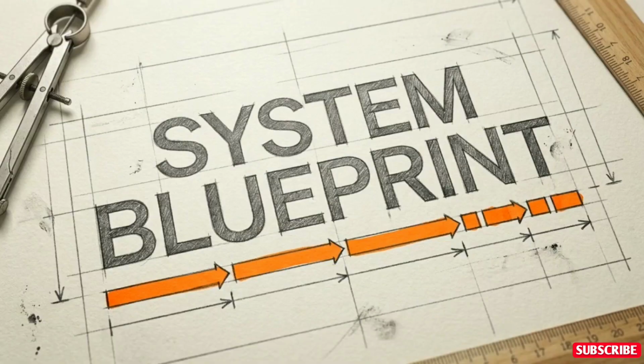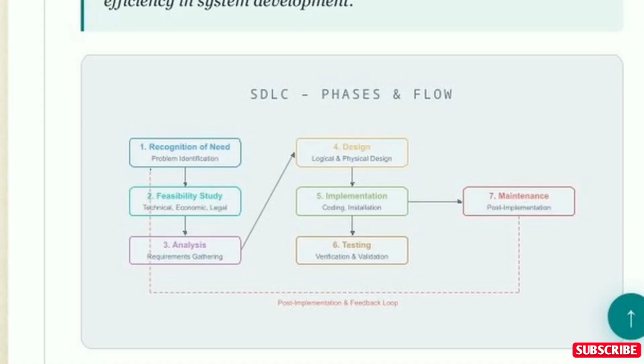That framework is the System Development Lifecycle, or SDLC. It replaces disorganized coding with a strict, phase-gated engineering methodology. This flowchart details the complete 7-step SDLC pipeline.